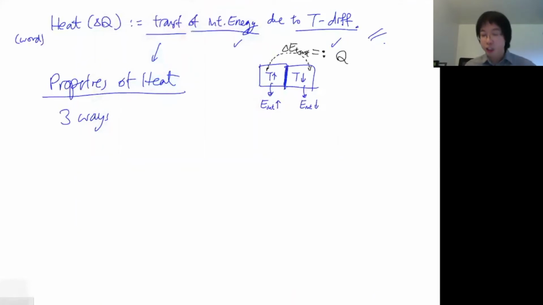The textbook would just use Q. I like to just have the symmetry, delta E, delta Q, that's not bad. Okay, so this black arrow represents heat.